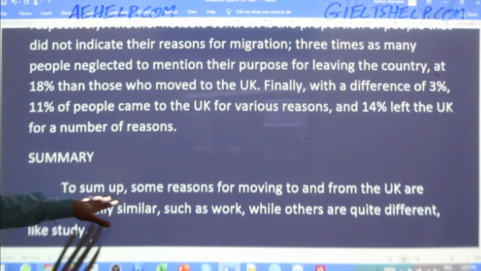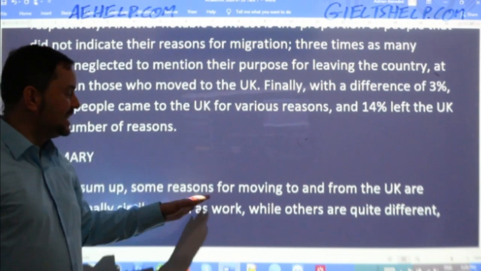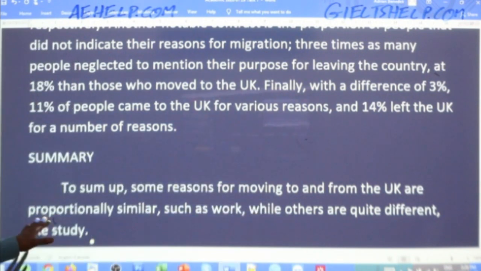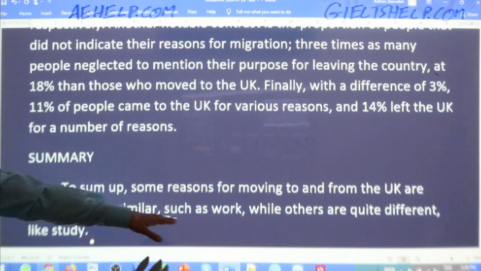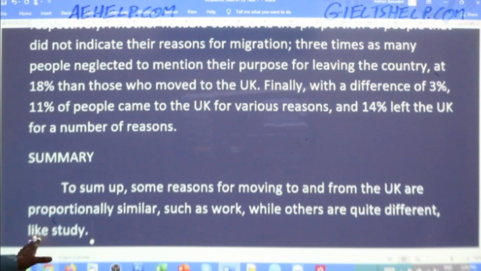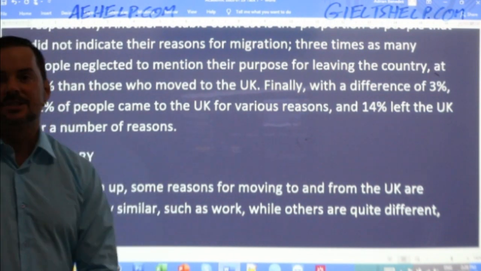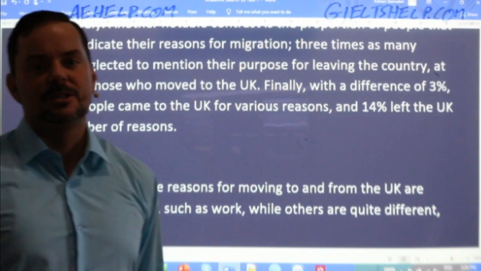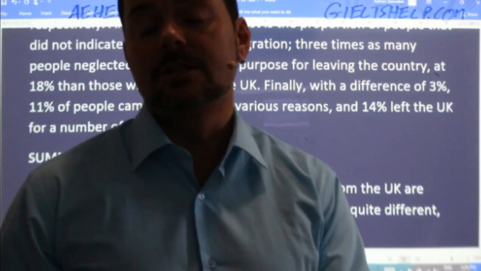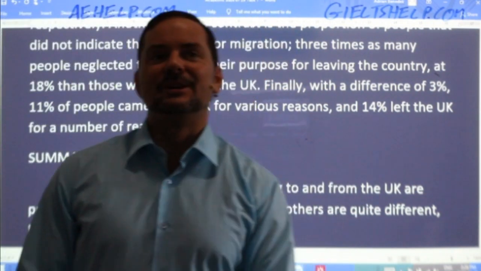To sum up, some indications for moving to and from the UK are proportionally similar, such as work, while others are quite different, like study. Okay? I'd probably change the word reasons a couple of times, just because it's a bit repetitive. So again, using some paraphrasing. That would be your band 9.